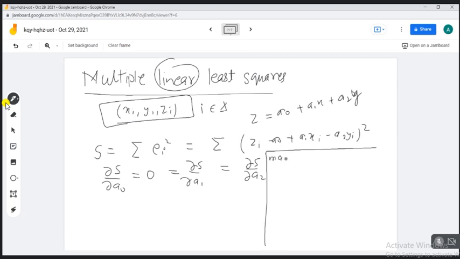It is like m a0 plus a1 times the sum of xi, and so on. It was just simple calculation.